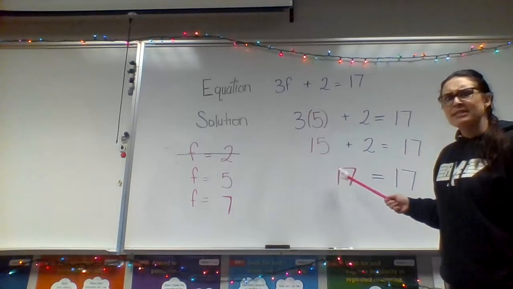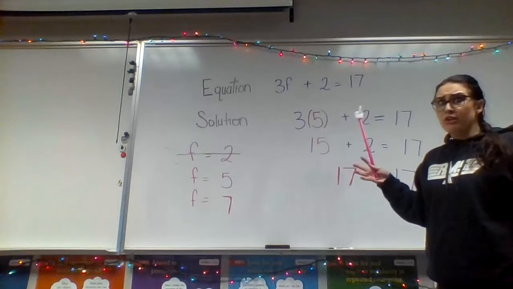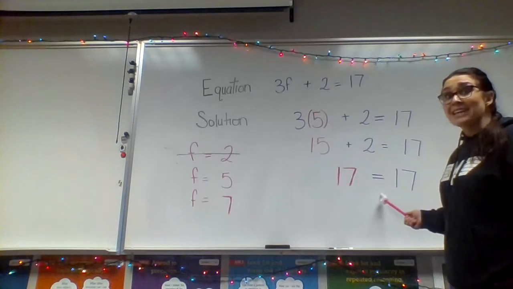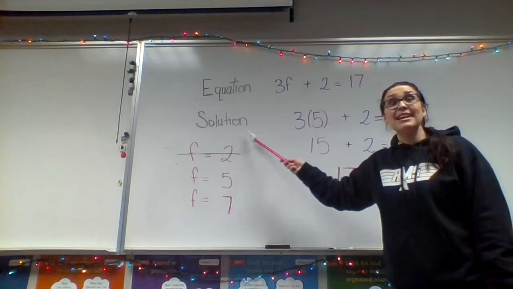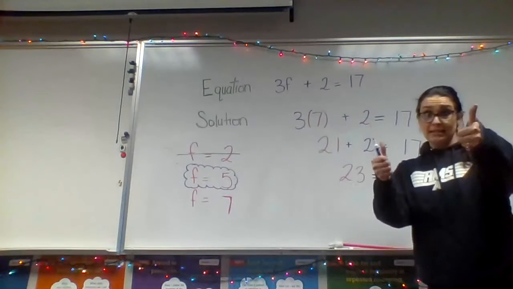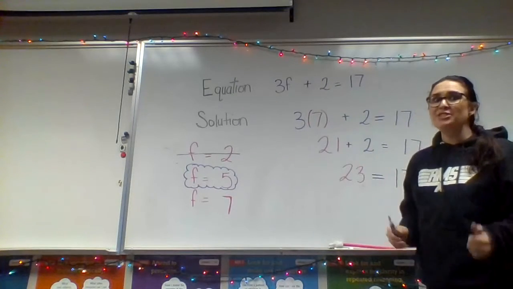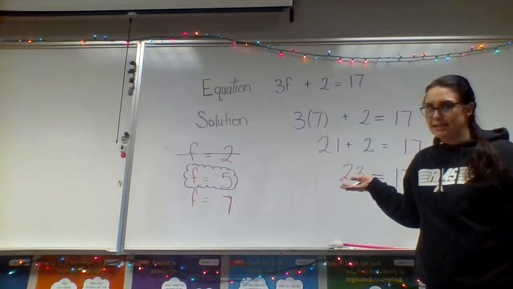Now, is 17 equal to 17? Yeah, all day long, all the way, totally, right? So that tells me, my friends, that 5 is, yes, a solution to this equation. So we know that 5 is totally a solution to this equation, but let's just make sure that 7 is not also sneaking in there as a solution as well.